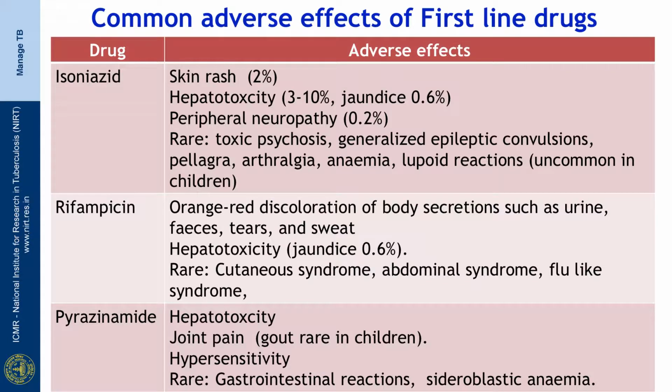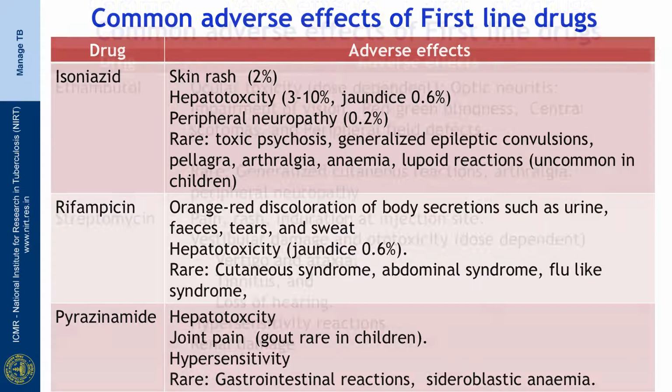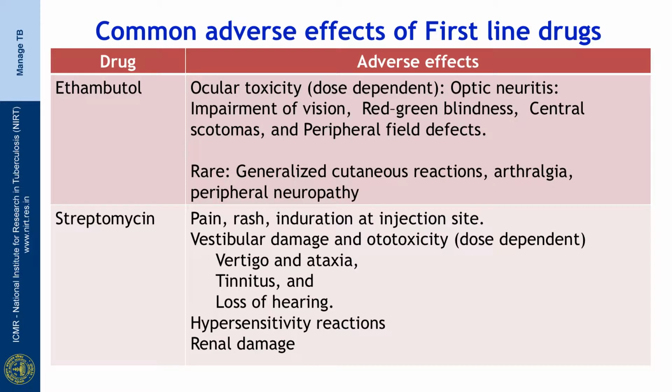There is a complete module where you would know about all the side effects of the various drugs which are used. Isoniazid, rifampicin, pyrazinamide commonly have hepatotoxicity as an important common effect. Ethambutol has ocular toxicity when used in higher doses, say 20 to 25. They are relatively safe at the dose of about 20 milligram per kg in younger children. You could have vestibular effect with streptomycin.